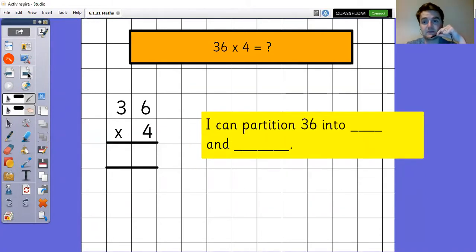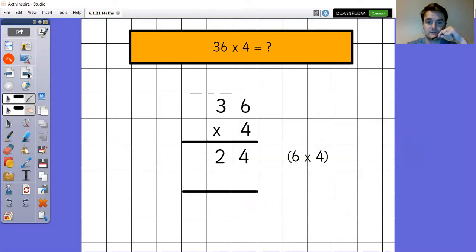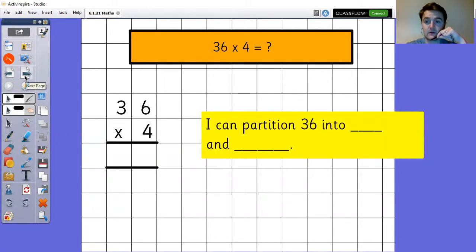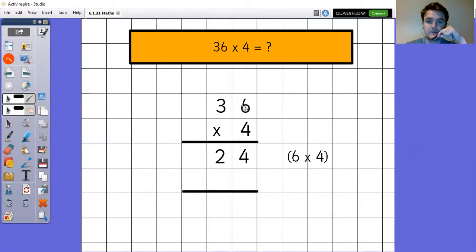Again, let's look at the partitioning method. I can partition 36 into 3 tens and 6 ones. Sorry, I got muddled there with 34. So first, 6 times 4 is 24. So I've got that as my first row.